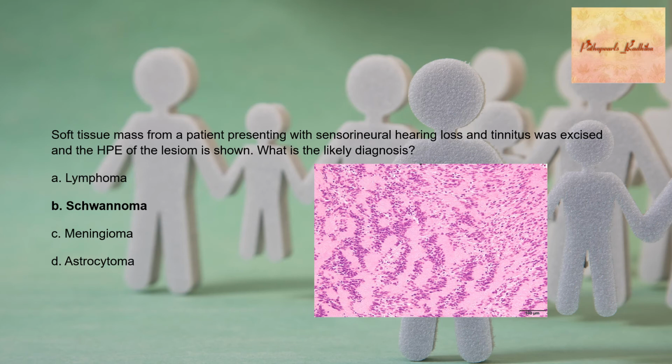And in short about the other options, lymphoma. Lymphoma can occur in your central nervous system, but they are small round blue cell tumors and the morphology will be like that of a small round blue cell tumor. And astrocytoma usually occurs in the cerebral hemispheres. They present with seizures, and with this morphology astrocytoma is not the diagnosis.